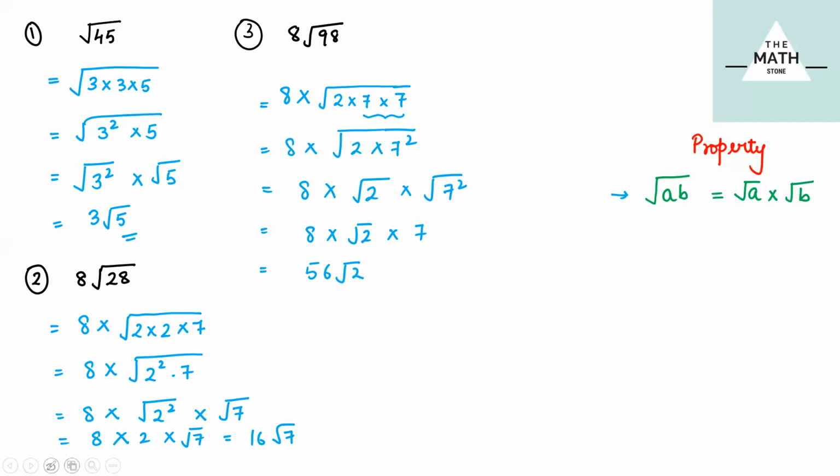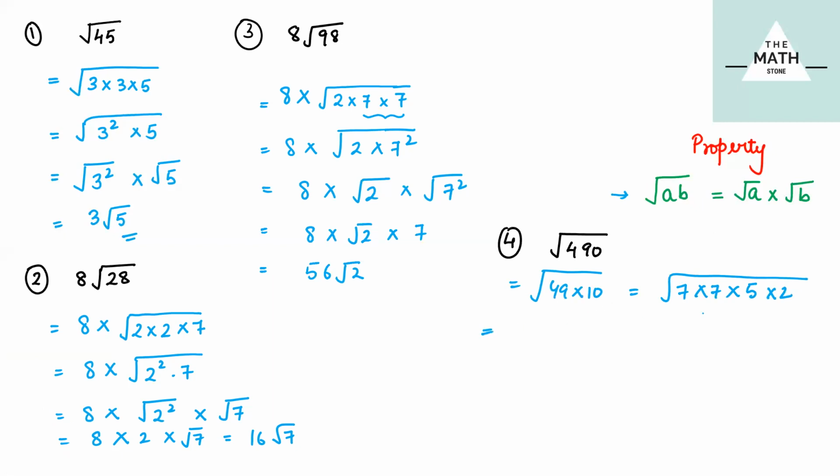Okay, one more problem, the last one for today. Number 4, let's write here. Simplify square root of 490. So first step is find the prime factorization of 490. Okay, so 490 can be written as 49 times 10. Now 49 can be written as 7 times 7, and 10 can be written as 5 times 2. This is the prime factorization of 490. Now group the perfect squares. So this becomes 7 squared times 5 times 2.